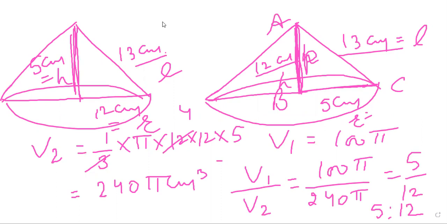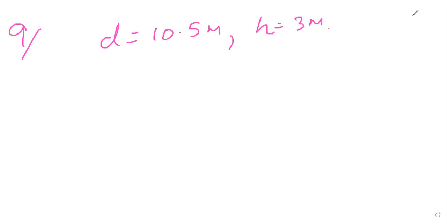Now next question, 9. A heap of wheat is in the form of a cone whose diameter is 10.5 meter and height is 3 meter. Here we have been given a cone. You have to find the volume. The heap is to be covered by canvas to protect it from rain. Find the area of the canvas required. Firstly, you have to find the volume. After that, you have to find the area of canvas to protect it from the rain.